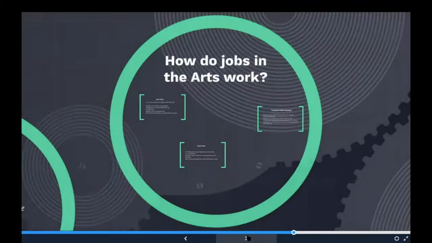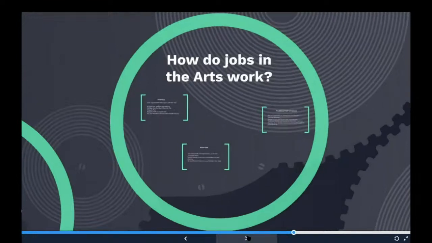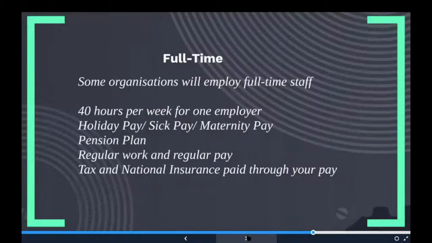So if you're thinking about maybe getting a job in the arts sector, how do these jobs work? What kind of styles of work might you be looking to get? Well, as with most sectors, of course, you can get a full-time job. Some organisations employ full-time staff to work in their organisation, and that operates in the same way as it does elsewhere, around 40 hours a week, and you're working just for that one employer.